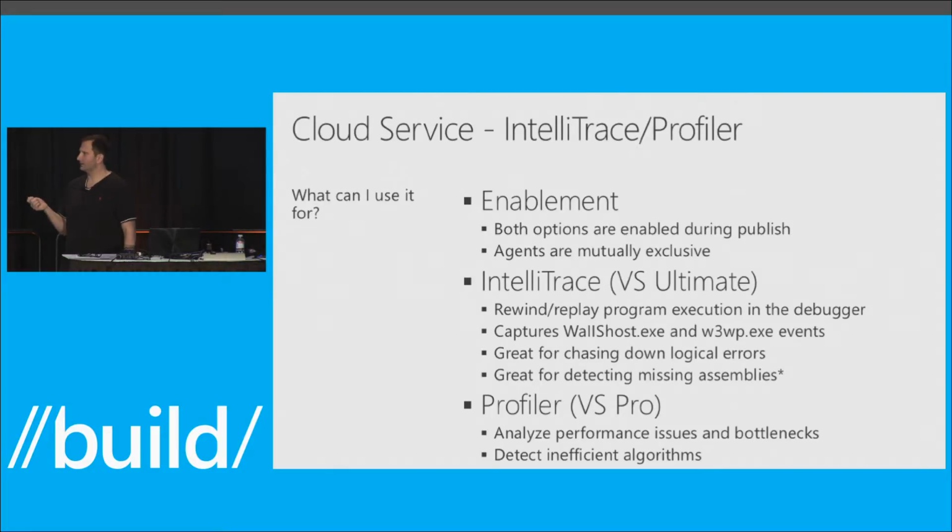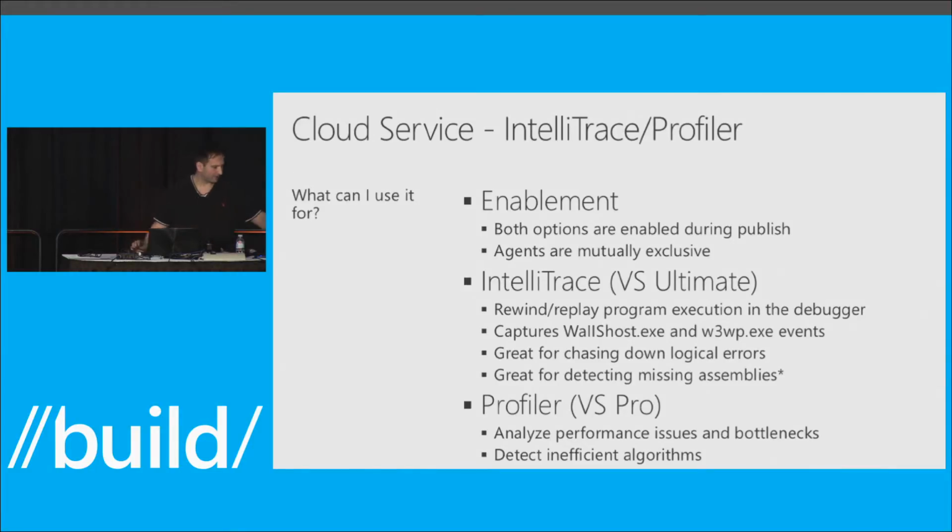So it's also great for chasing down logical errors. Let's say you deploy it in your test environment, and then an error happens every once in a while, right? With IntelliTrace, you can record it and then rewind back and jump into it and see what caused the issue. Profiler, on the other hand, is really good for analyzing performance issues and bottlenecks through instrumentation. But it also detects if you have inefficient algorithms, or if you are running into any thread locks, through sampling.